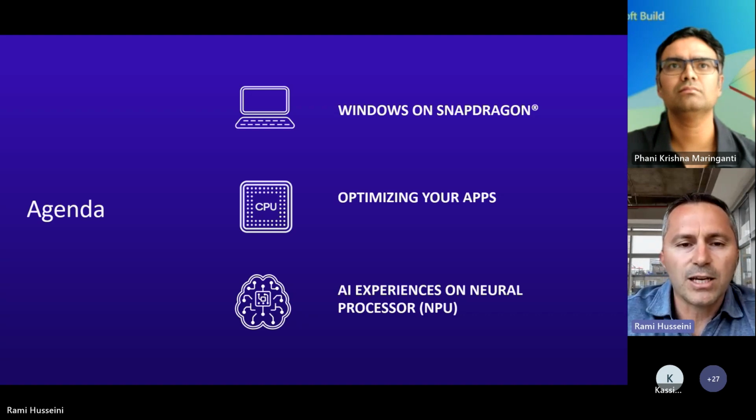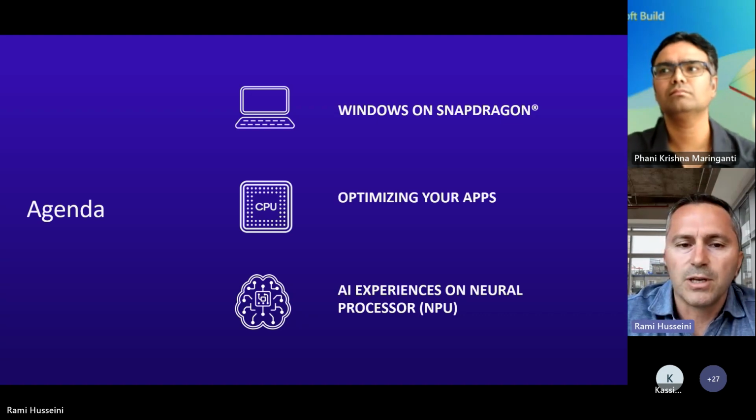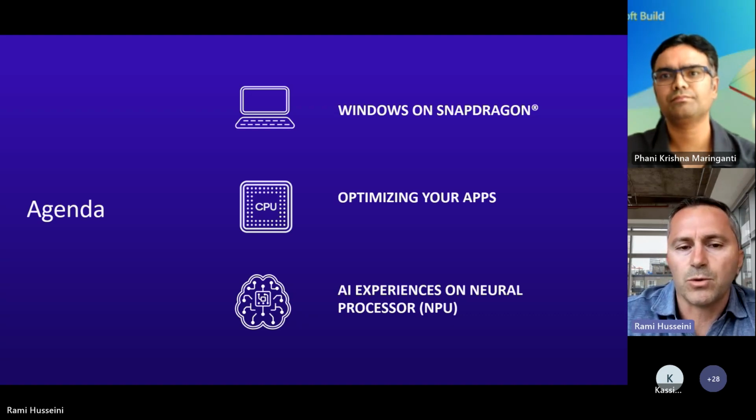As far as the agenda, we're looking at three main sections. First off, providing an overview of the Windows on Snapdragon platform. Talking about how to really tune and optimize your application for the best experience on the platform. And then obviously the NPU, as we heard today as part of the keynotes, a lot of interest in different AI experiences on the Windows platform. And so we'll talk about how to accelerate that on the NPU.